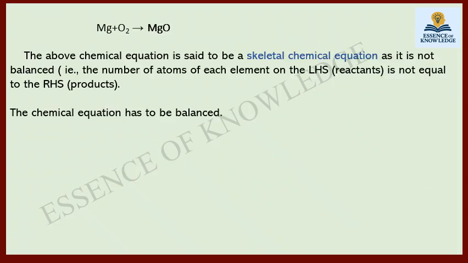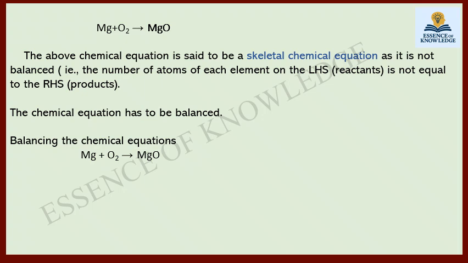This Mg plus O2 gives MgO chemical reaction is said to be a skeletal chemical equation as it is not balanced. That means the number of atoms of each element on the left hand side is not equal to the number of atoms of each element on the right hand side. The chemical equation always should be balanced.